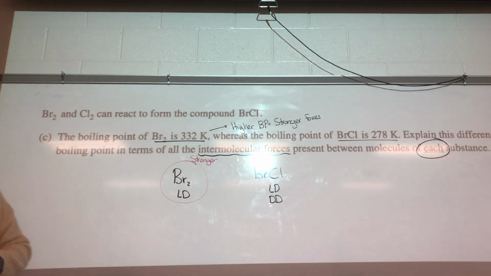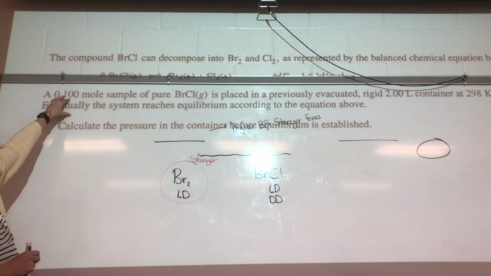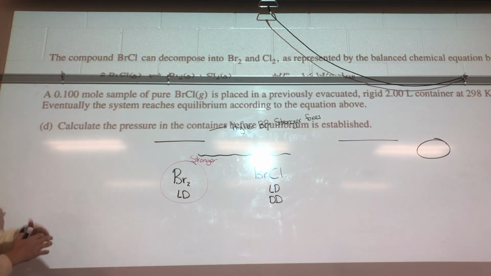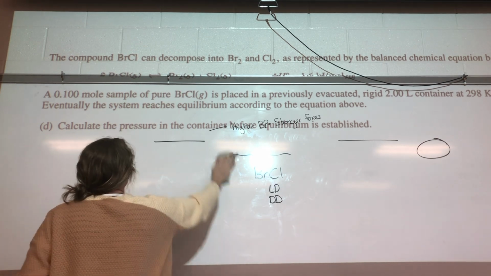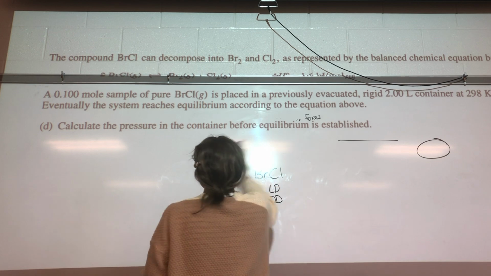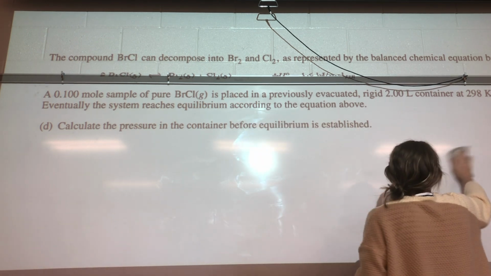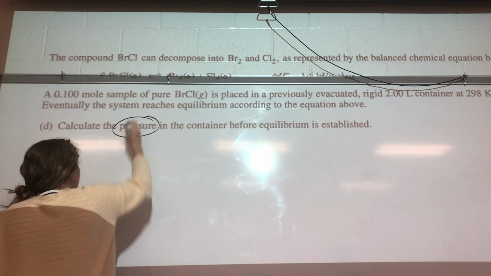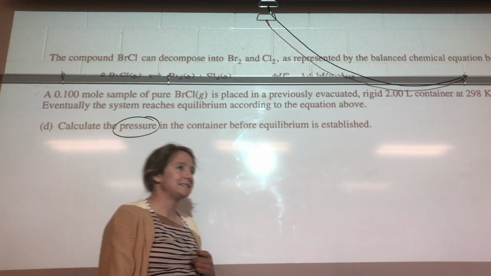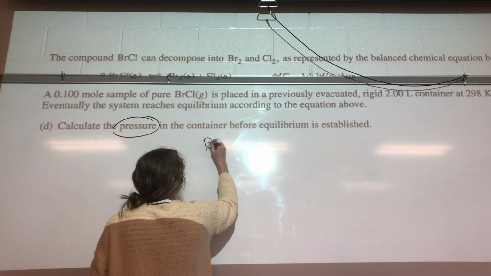Okay. All right. D. Now once again, notice I've clipped the information from the question because it probably plays a key role. So it gives us this information here, and then it says calculate the pressure in the container before equilibrium is established. So I'm trying to find pressure. I would say 90% of the time when a question says pressure, I would say let's see if PV = nRT will work.